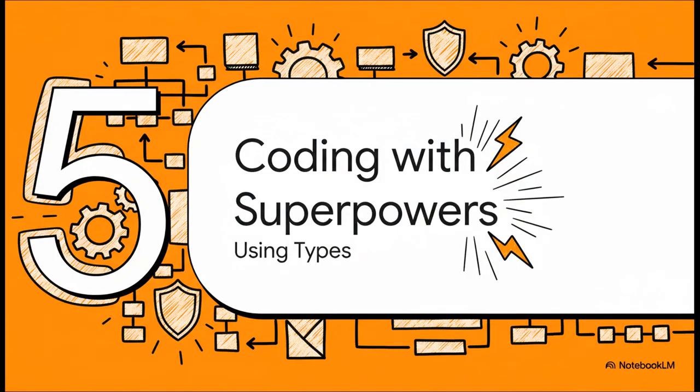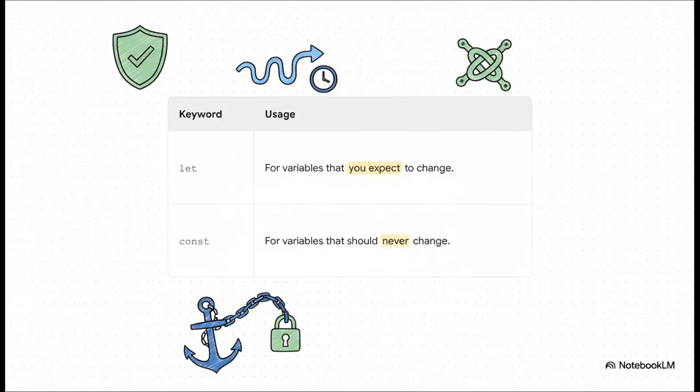Okay, that was easy, but we haven't really used TypeScript's main feature yet, have we? So let's unlock its real power by being explicit about our data types. We do this with something called a type annotation. First, though, just a quick refresher on how we declare variables these days. We use let for things that we expect to change, and we use const for values that, once we set them, should never ever change. This is just best practice for both modern JavaScript and TypeScript.